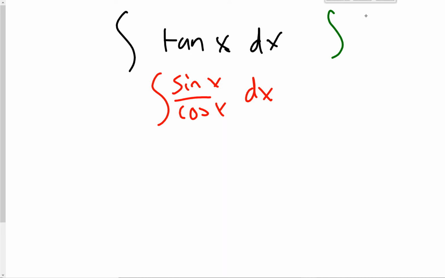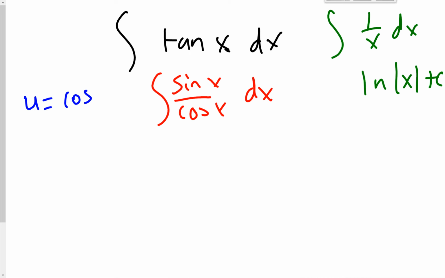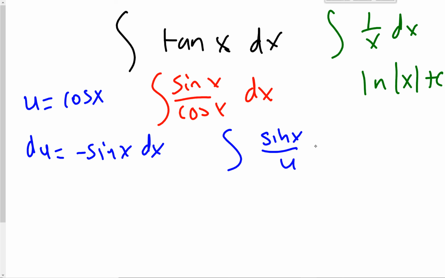And again, we're talking about the integral of 1 over x. We know that answer is ln of x. So I need to turn this into 1 over x. So I'm going to let u equal one of these and see if it works out. I'm going to let u equal cosine of x, because the derivative of cosine of x equals negative sine x. So then if I put that in my integral, that'd be sine x over u dx. I can rewrite that as 1 over u times sine x dx.